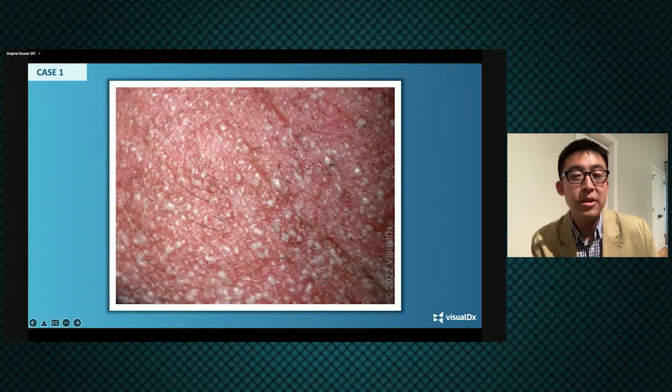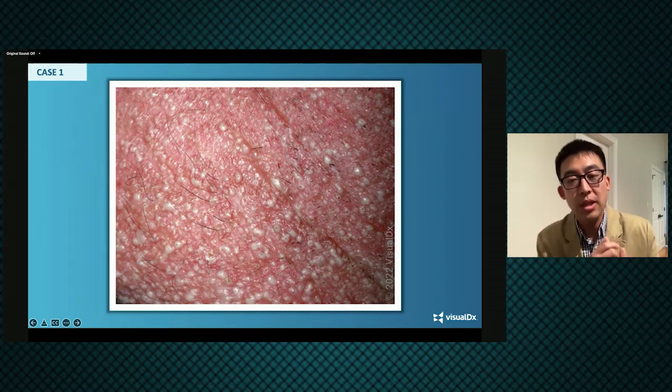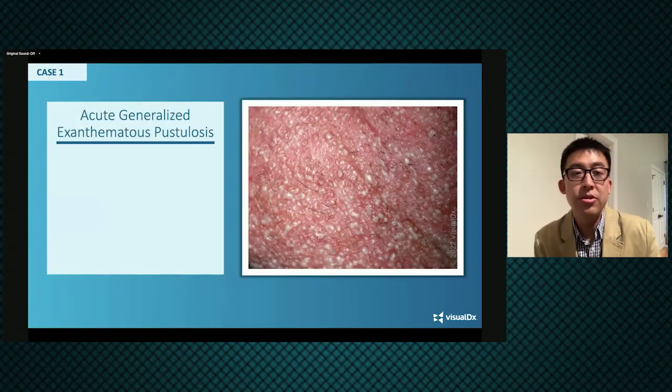On a patient with more lightly pigmented skin, you can start to see that there are a lot of these studded pustules. Some of them may actually start to coalesce, but otherwise there's this background of erythema. So this is a case of AGEP, or acute generalized exanthematous pustulosis.